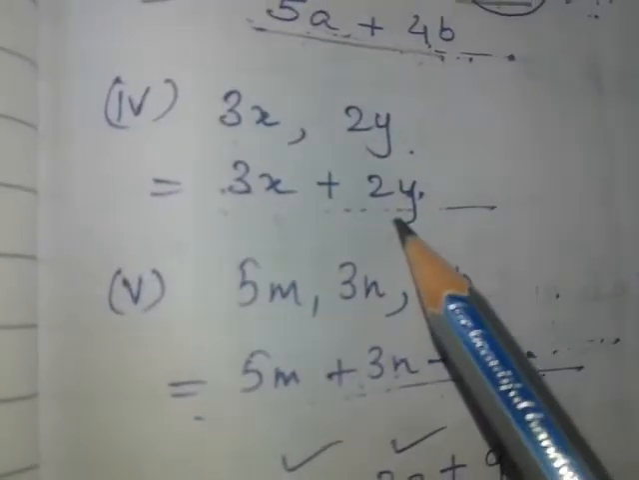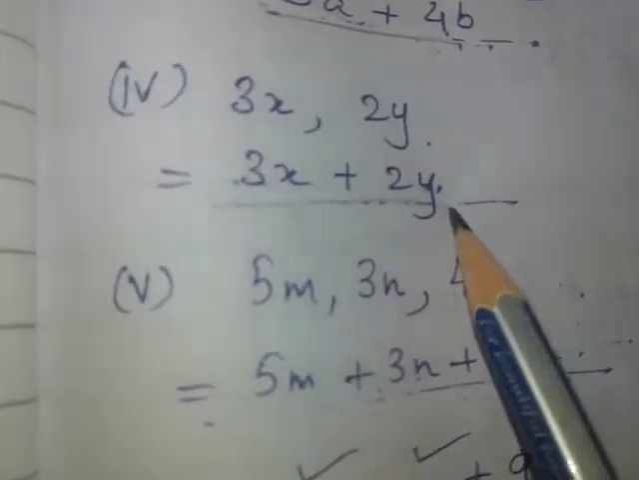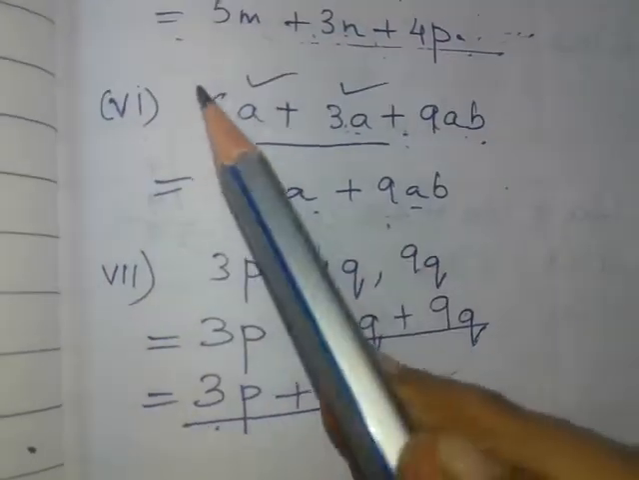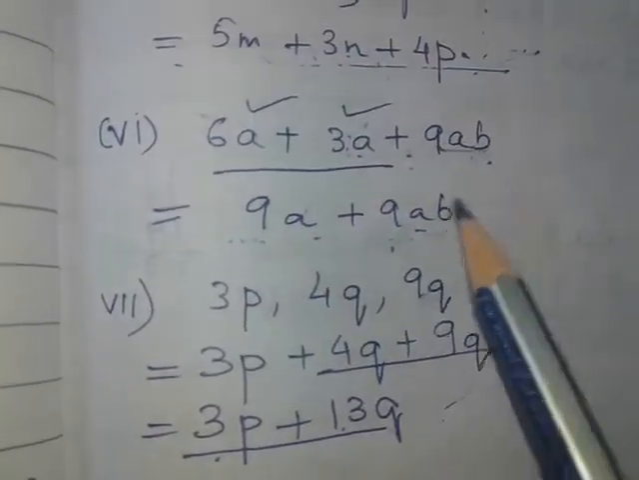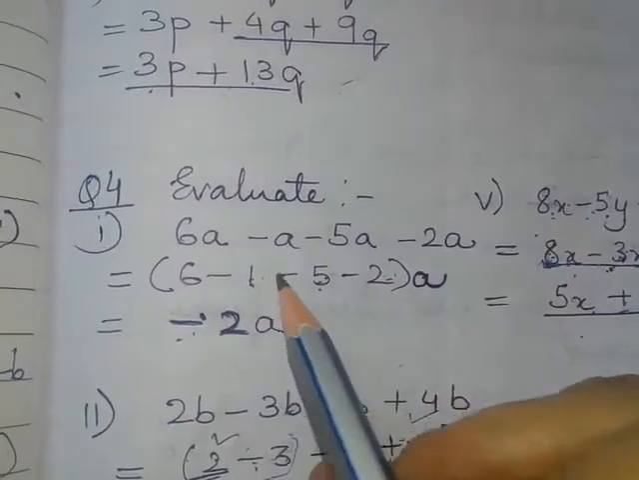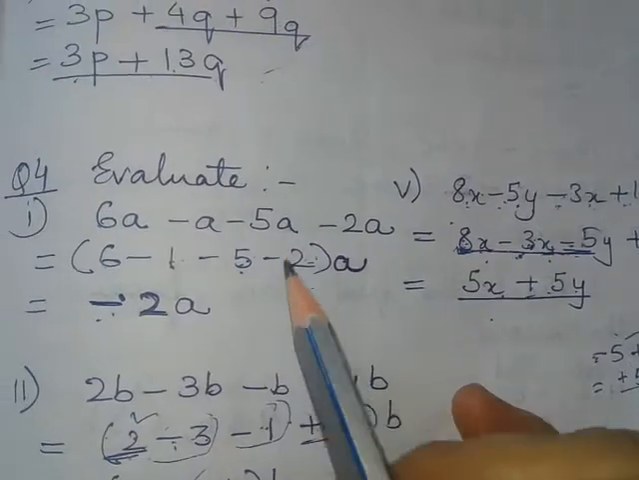So 3x plus 2y, you cannot add or subtract, so you have to keep this as an answer. Here also same thing, here also same thing. You can see these two are like terms, so add them, rest keep as it is. Okay, so evaluate, same thing, add all the positives, add all the negatives, and subtract them.